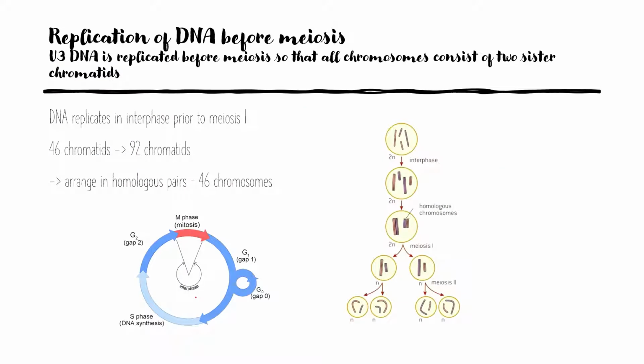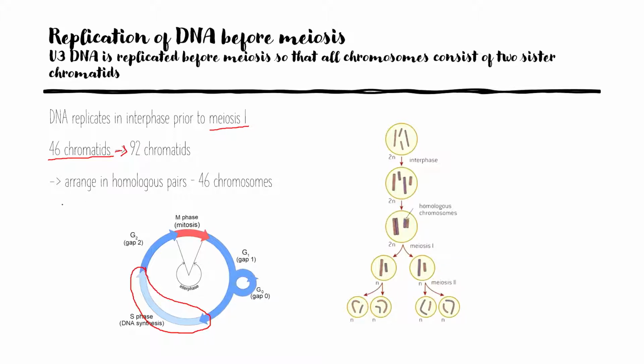Replication of DNA before meiosis, understanding 3. So we know from topic 1.6 that DNA replicates in interphase prior to cell division. So this cell division is meiosis 1. And in interphase, which we can see right here, we know that DNA replicates in this phase right here called S phase, or DNA synthesis stage. So we initially are going to have 46 chromatids, and it's going to replicate to 92 chromatids.